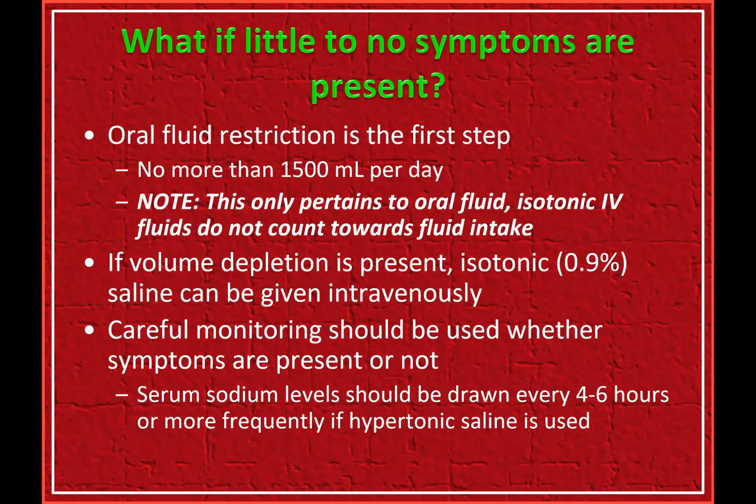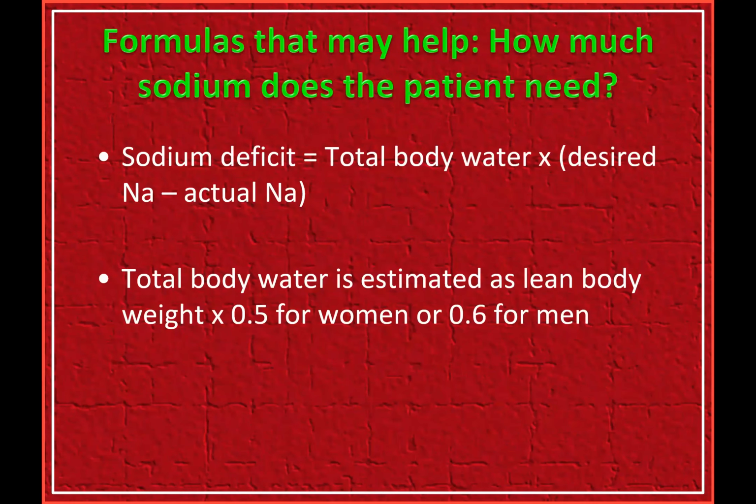If volume depletion is present, isotonic saline can be given intravenously. Careful monitoring should be used for the symptoms. Every 4 or 6 hours, look at the serum electrolytes. Now, how do I calculate the deficit? The serum sodium deficit is calculated as follows: total body water multiplied by the desired sodium minus the actual sodium.